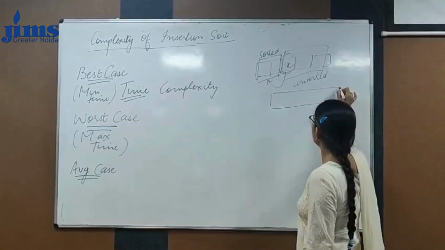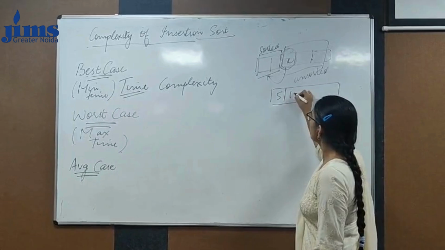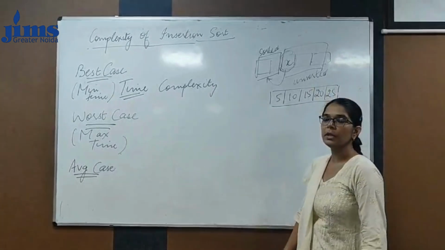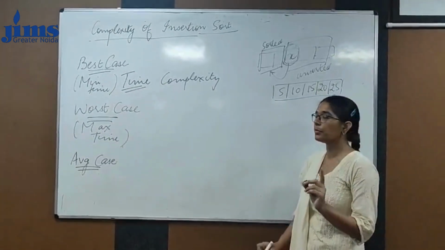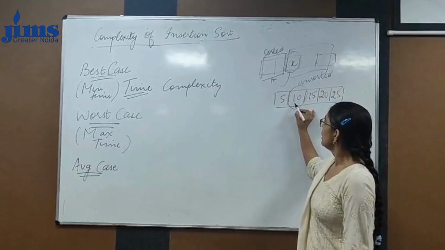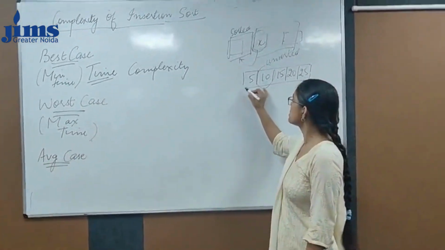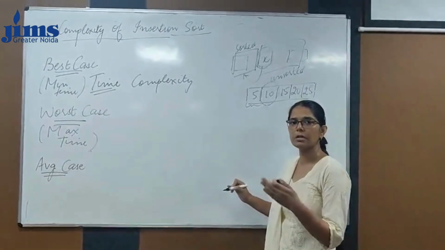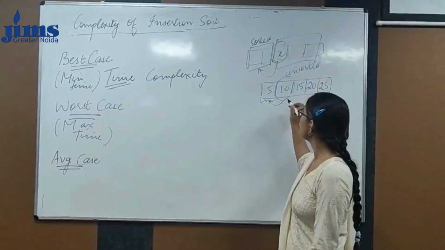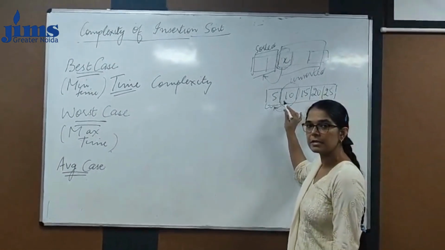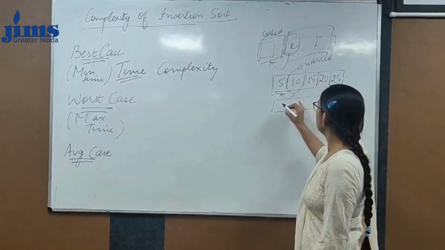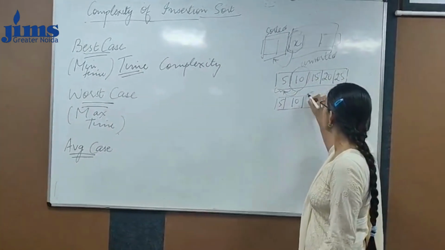If the values are to be sorted in increasing order, and this is the input, we start the process of insertion from the second value, that is 10. The sorted portion is a single value, and a single value is always sorted. So 10 will be compared with 5. 5 is lesser, 10 is greater, so no shuffling will happen. Only the boundary will shift to the right.